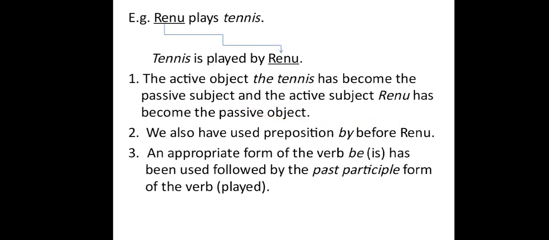Once again, look at the two sentences given. Renu plays tennis. Tennis is played by Renu. Now, how has the form changed? The active object tennis has become the passive subject. The active subject Renu has become the passive object, and we use the preposition by before it. An appropriate form of the verb be has been used, followed by the third form of the verb, played.